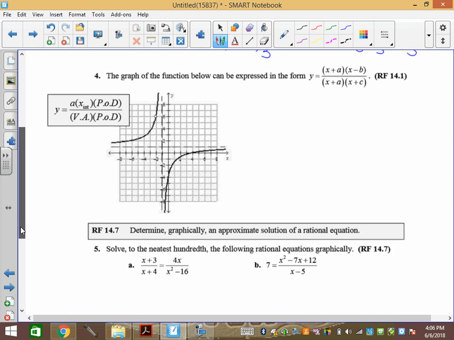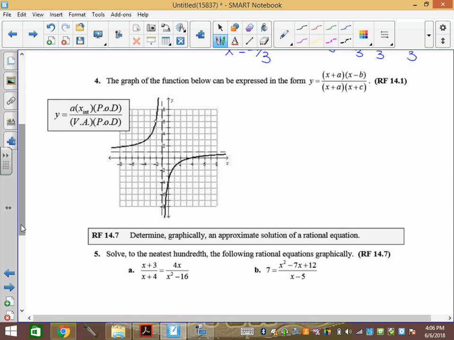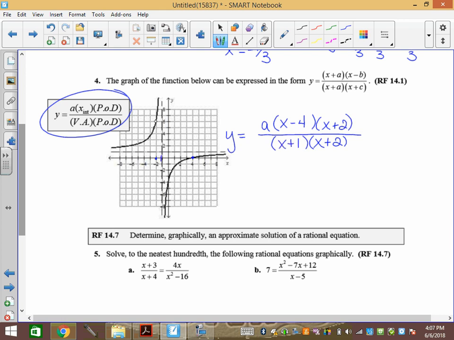Now, the graph of the function below can be expressed in this form. What is it? So remember, you need to use this format here. So my point of discontinuity happens at x equals negative 2. So on the denominator, I'm going to have x plus 2 because it has to be the opposite. In the numerator, I'm also going to have my a, and I'm going to have my x-intercept. My x-intercept is at 4, so I'm going to have x minus 4. And then my vertical asymptote goes on the bottom, and my vertical asymptote cuts through negative 1, so I'm going to have x plus 1. Now I take a point, plug it in, and solve for my a.